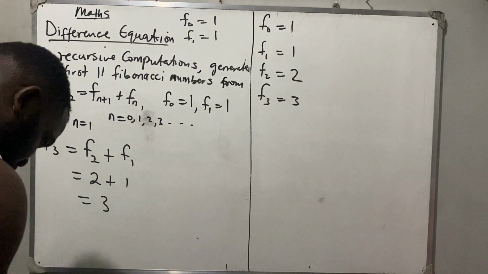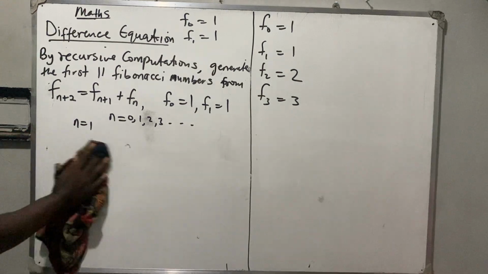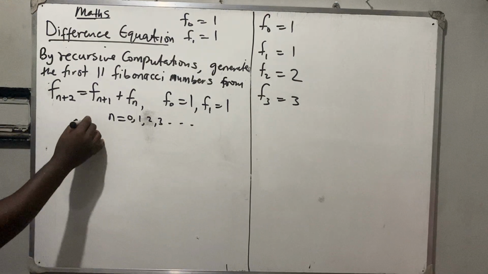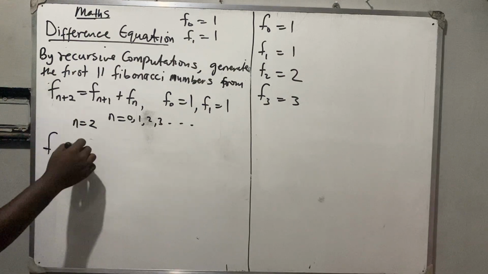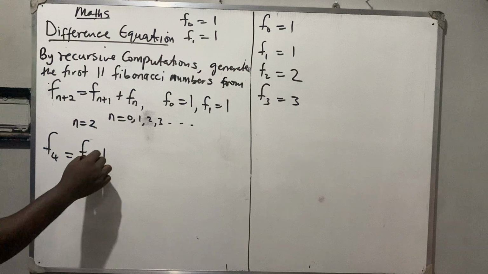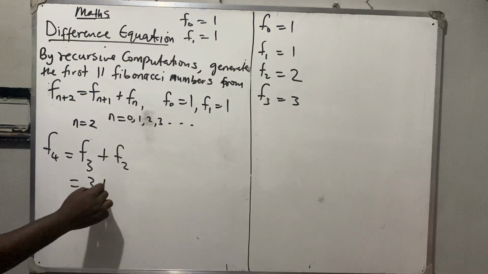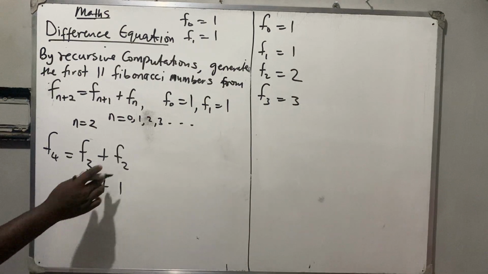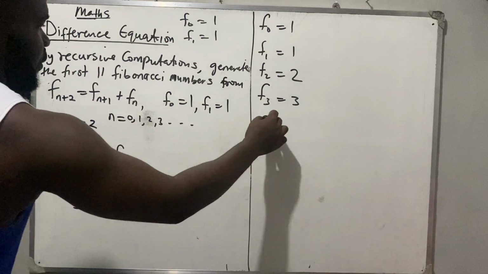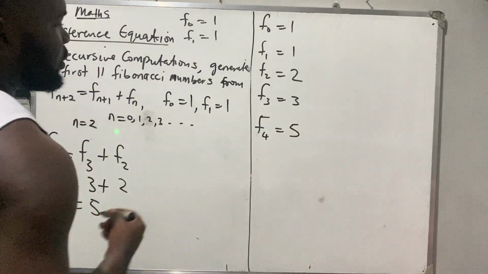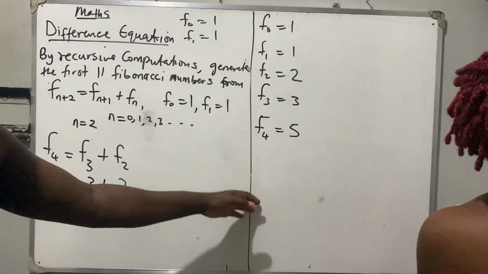So what do you think f4 is going to be? Don't just conclude that it's going to be 1, 2, 3, 4 like that. No, don't conclude. Just find it by yourself. When n is now 2, it will help us to get our f4, because 2 plus 2 is 4. f4 is equal to f3 plus f2. I've gotten f3 as 3 before, plus f2, and f2 is 2. You see that here I'm getting 5. So my f4 is equal to 5. So continue that way to give me f5, f6 up to f11.